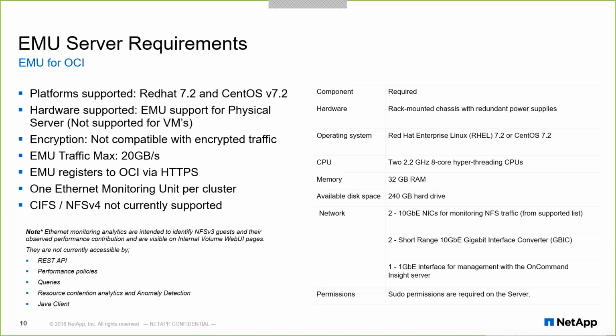And essentially, you're looking at basically 1 EMU per storage cluster. And the reason for that is, again, that the span ports have to be on the switches that are directly connected to the storage. So if you have 8 arrays you want to monitor, surely those are going to be different switches.